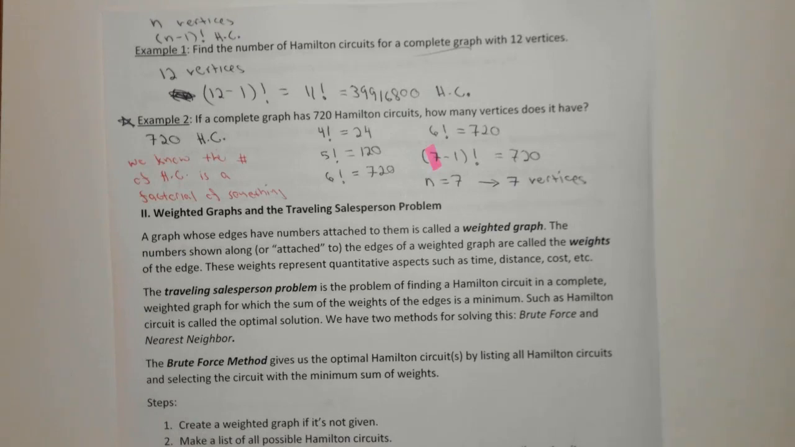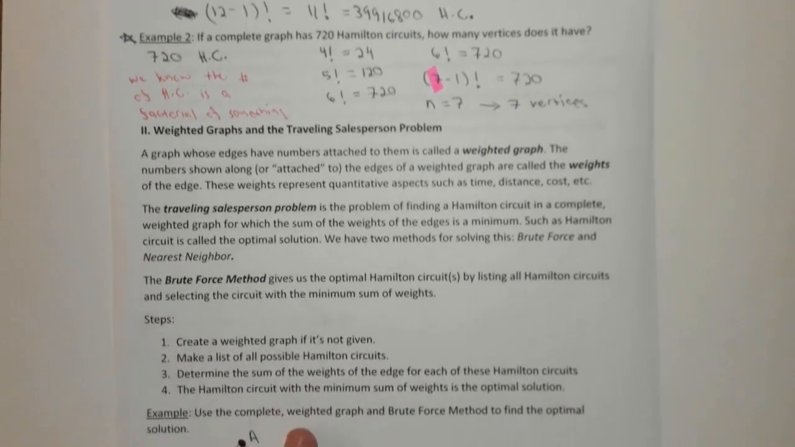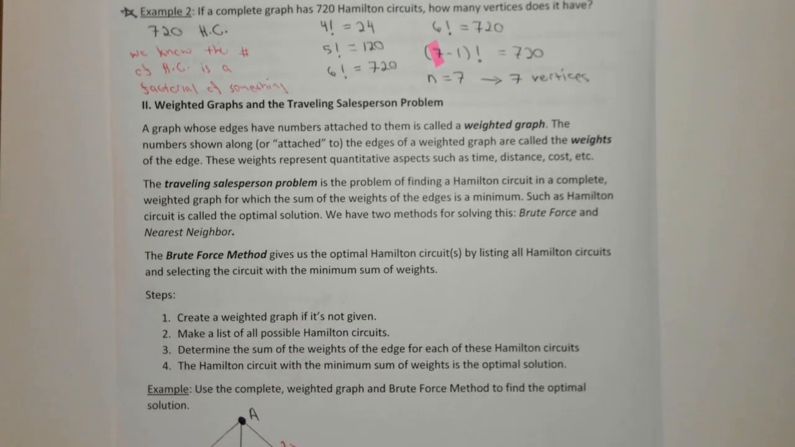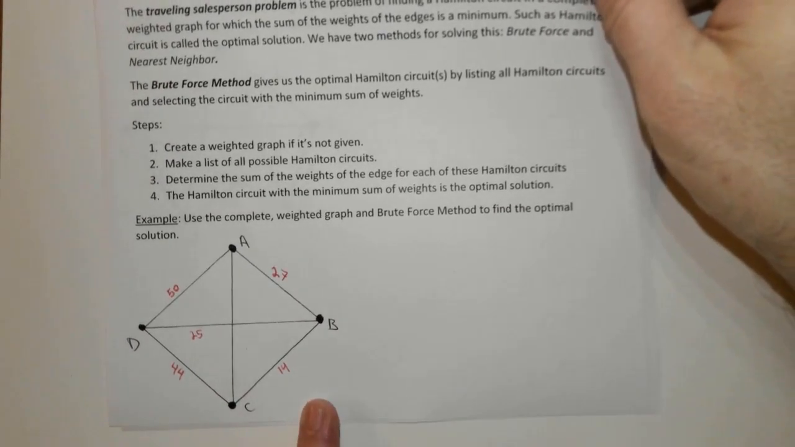All right, so this brings us up to the last section, last grouping of questions. We're going to talk about weighted graphs and the traveling salesperson problem. A graph whose edges have numbers attached to them is called a weighted graph. The numbers shown along or attached to the edges of a weighted graph are called the weights. So basically down here I have some numbers. Those red numbers are weights.